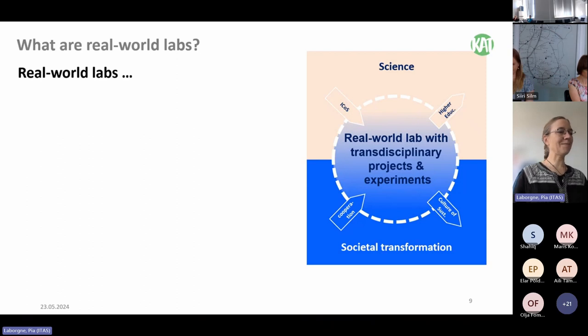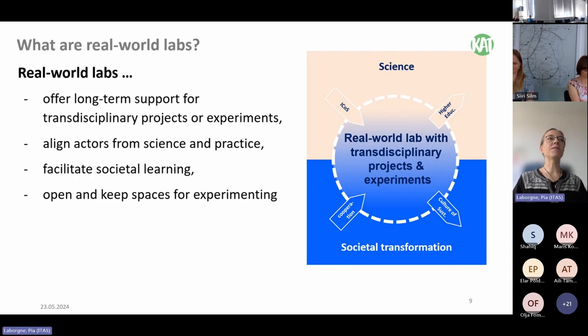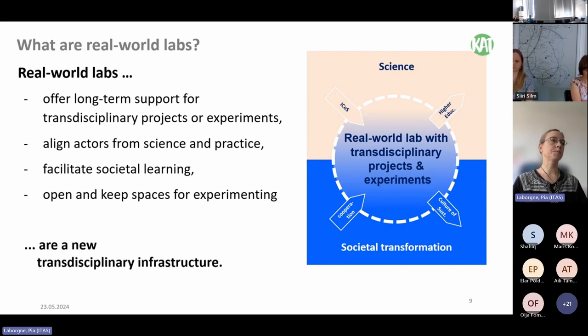So coming back to the real-world labs, they offer long-term support for transdisciplinary projects or experiments and align actors from science and practice. It's very strongly about learning, societal learning, also individual learning, and they openly keep space for experimentation and form a new transdisciplinary infrastructure. That's also why we called it a lab. It's the idea of really having research infrastructure, something that is there long term, like if you create a traditional lab.